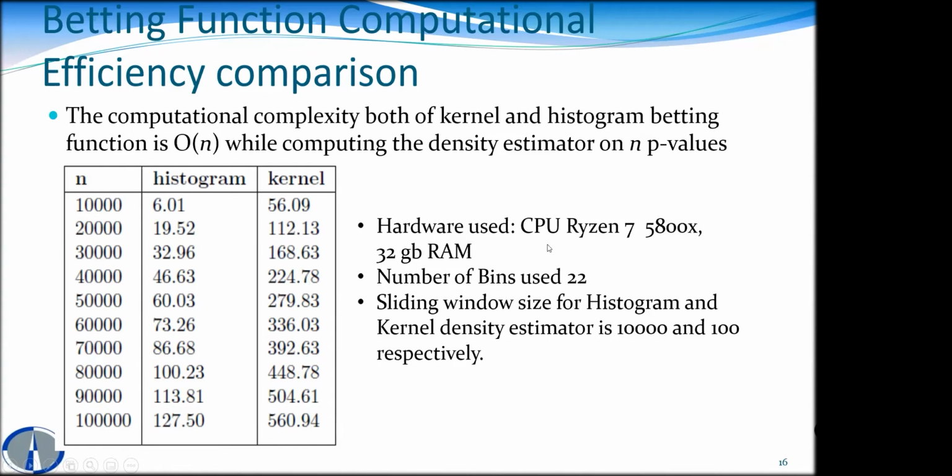The hardware we use is a CPU Ryzen 7 5800X with 32 GB RAM. The number of bins we used is 22 for the histogram, which is the maximum we used in this study. Also, the training set size for the histogram is 10,000, and for the kernel density estimator it is 100.